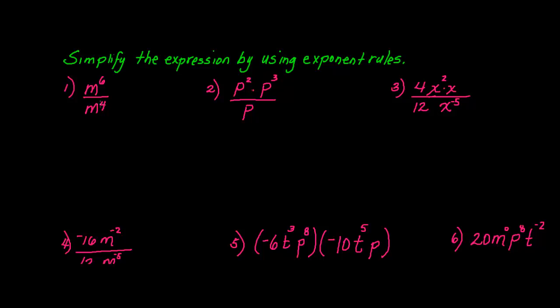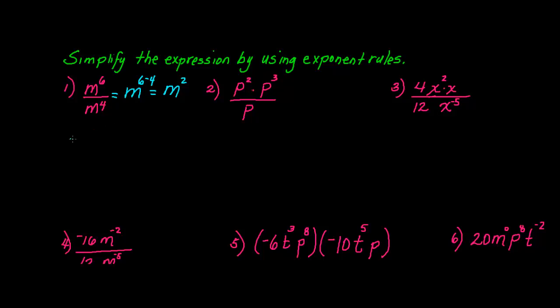Our quotient of powers rule says that if we have the same base and we're dividing, then we keep the base. So that means I keep the base, and what I do with the exponents is that I subtract them, and you get 6 minus 4. You can write m to the 6th minus 4th power, which is equal to m to the 2nd power.